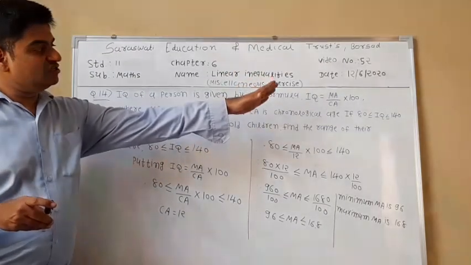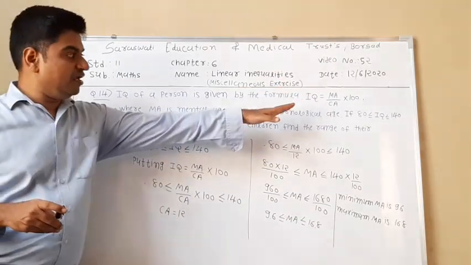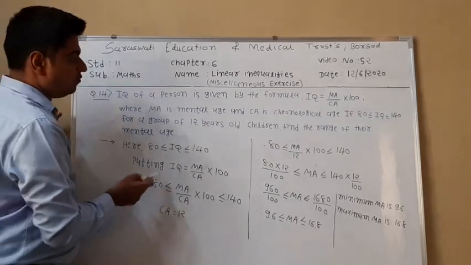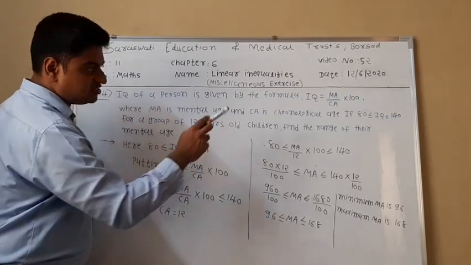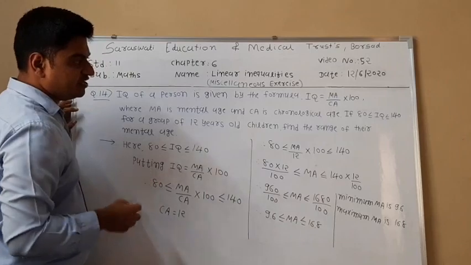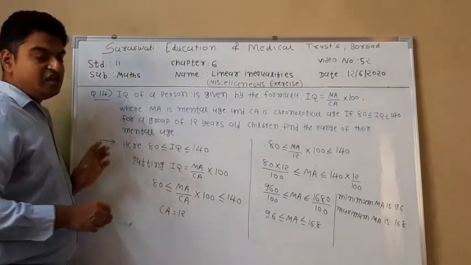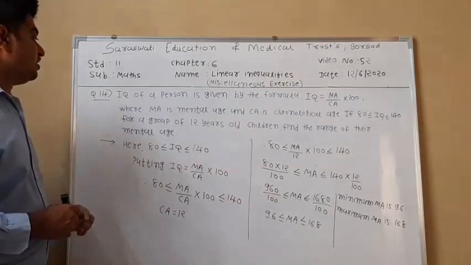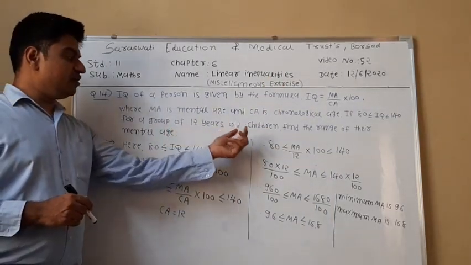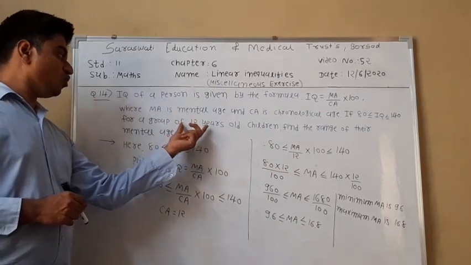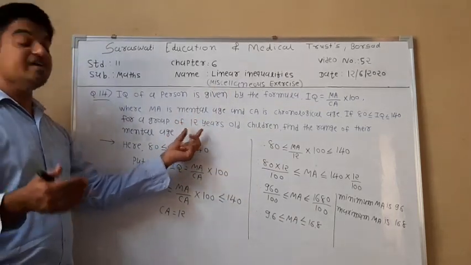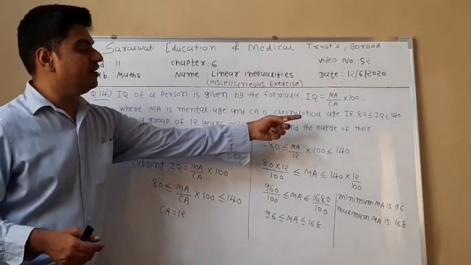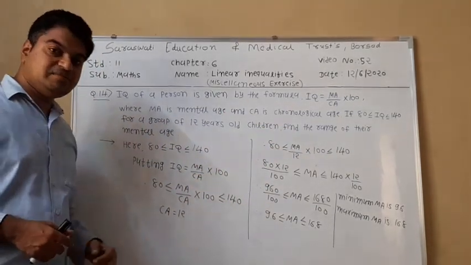So once again, in our question, IQ of a person is given by the formula, that means IQ is equal to MA upon CA multiply 100. What is the meaning of MA? MA means mental age and CA means chronological age. Now the condition is given: 80 less than equal to IQ less than equal to 140 for a group of 12-year-old, that means the chronological age is given here, CA is equal to 12 years, and our question is to find out the range of their mental age.